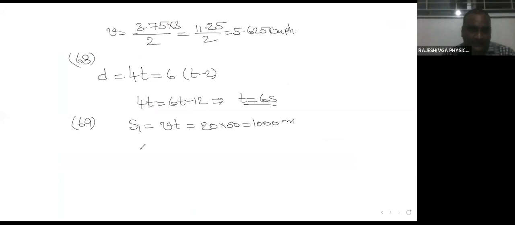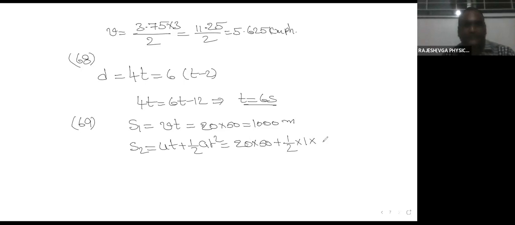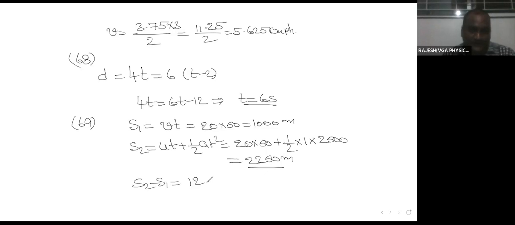The second one travels, because it is accelerating, you can write ut plus half at square. That means 20 into 50 plus 1 by 2, a is 1 meter per second square, t square is 2500. So 2250. So what is the distance between them? S2 minus S1 is 1250.